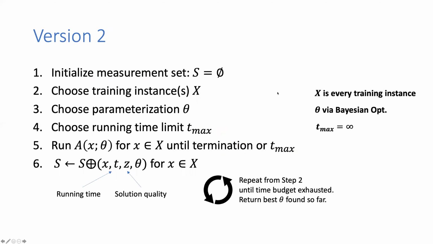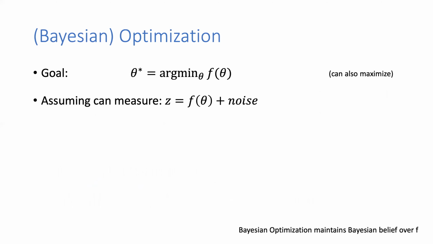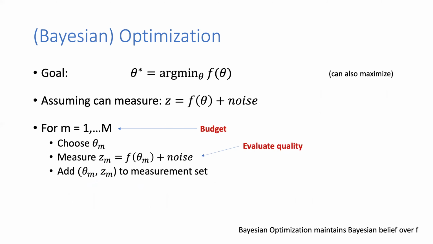This previous problem says we're not going to choose problem instances X very intelligently. In fact, we'll just choose every problem instance. And then we'll set the Tmax to some arbitrary large number representing infinity. And then we'll just simply focus on choosing theta under those 2 simplifications. And when we make those 2 simplifications, algorithm configuration exactly becomes a Bayesian optimization problem.